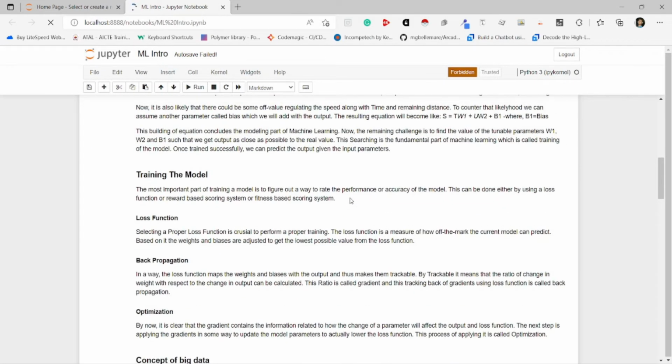The most important part of training a model is to figure out a way to rate the performance or accuracy of the model. This can be done either by using a loss function or a reward-based scoring function or a fitness-based scoring system. Selecting a proper loss function is crucial to perform a proper training. The loss function is a measure of how off the mark the current model's predictions are based on its weights and biases, which are adjusted to get the lowest possible value from the loss function.